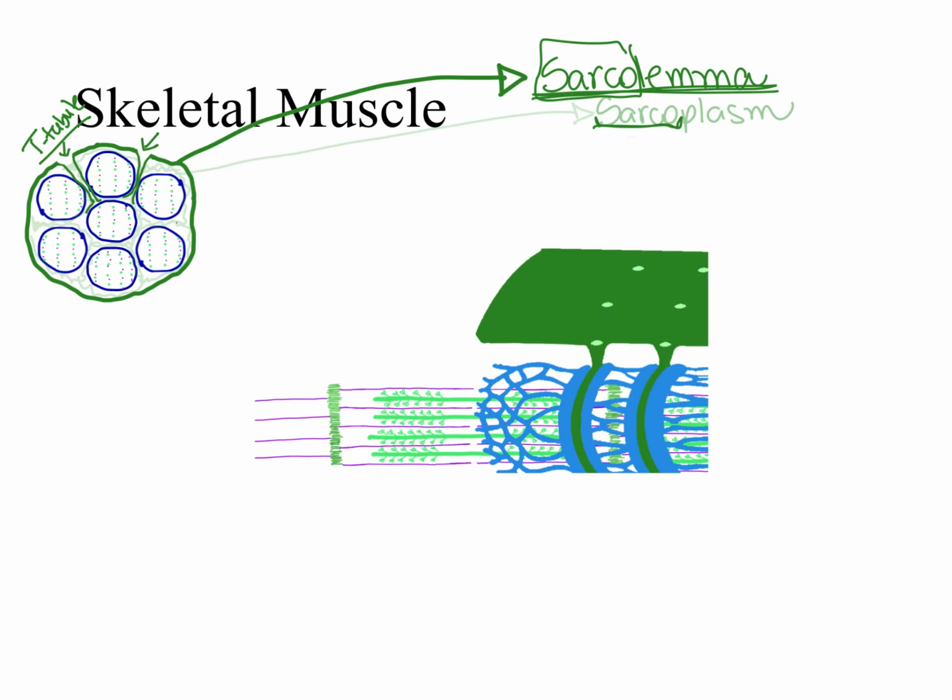We would see the sarcolemma, the plasma membrane of the skeletal muscle cell, invaginating like this. And these are the T-tubules. As you can see, here we have one myofibril, right? And in the myofibril, we have thin and thick filaments.